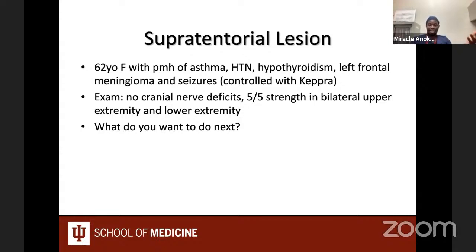So the patient comes in, you talk to them, you get a good history, and then the next step is always to do a physical examination. This patient has no cranial nerve deficit. She's 5 out of 5 strength in her bilateral upper and lower extremities. This is the Medical Research Council grading for strength examination in the United States. It goes from 0 to 5. 0 out of 5 means they're not doing anything. 5 out of 5 means they're full strength. So this patient's come to you. What do you want to do next? What are you guys thinking?